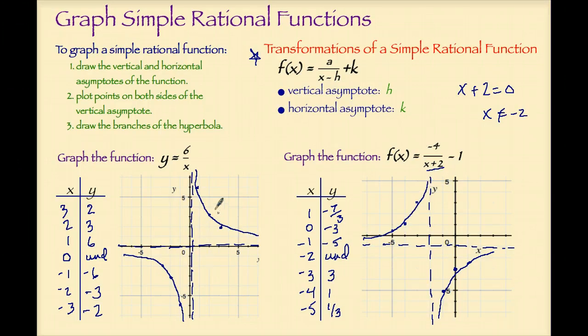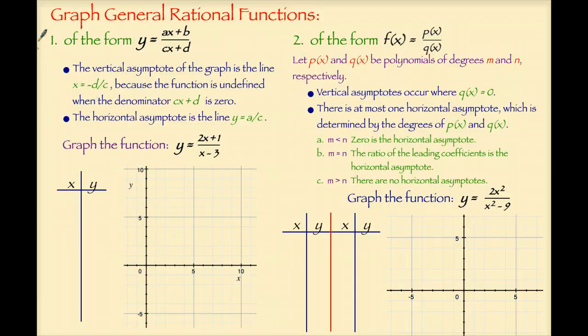Notice that it is flipped over the axes. The 4 was negative, indicating a reflection. So we should not be surprised to see that transformation in our graph as well. Now let's graph general rational functions. We're moving from simple to more general graphs.